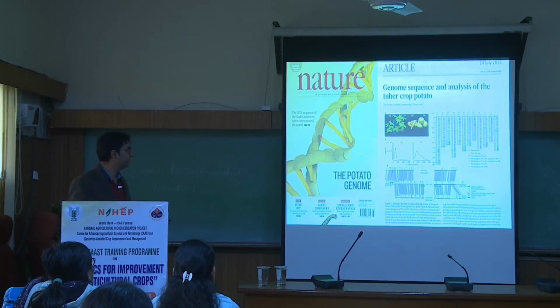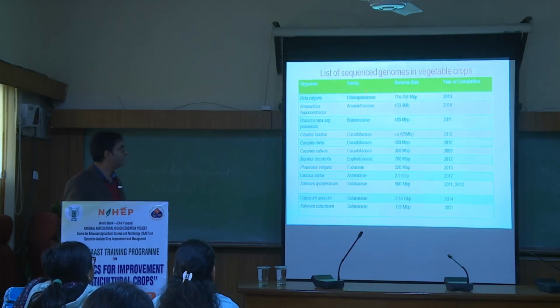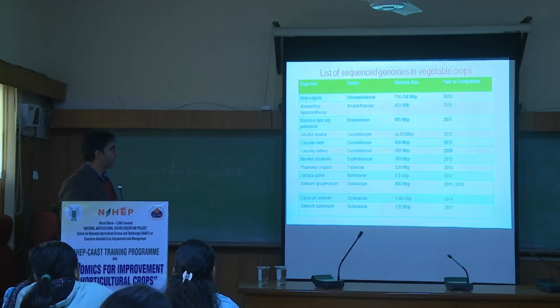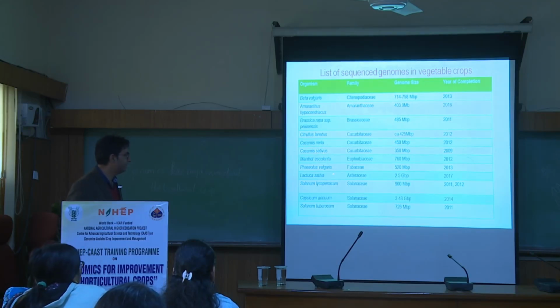This is a paper. You can just go through this. And the list of sequences, I have just gone through. This is the latest list. Beta vulgaris, Chenopodiaceae, 714 to 758 million base pairs. Amaranthus, they have done Brassica, Chinese cabbage, Citrullus lanatus, Cucumis melo, cucumber, cassava, French lettuce, Solanum lycopersicum, tomato, capsicum, and potato.